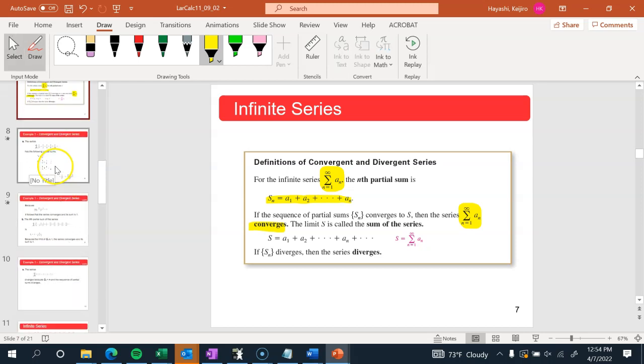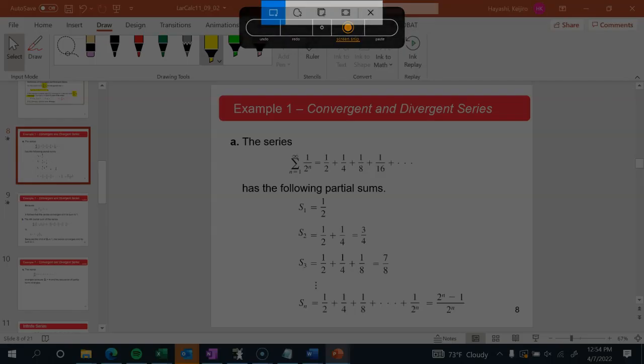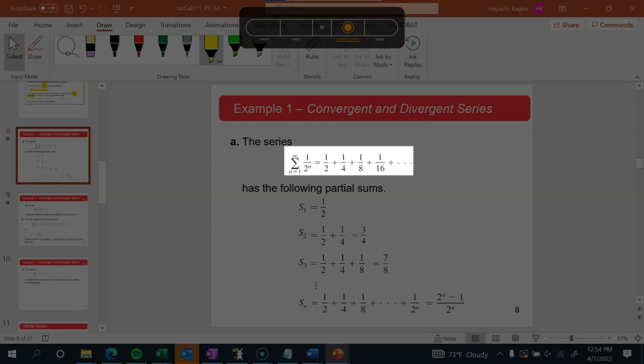Right, so first we're going to consider that same series. Series is not a sequence.